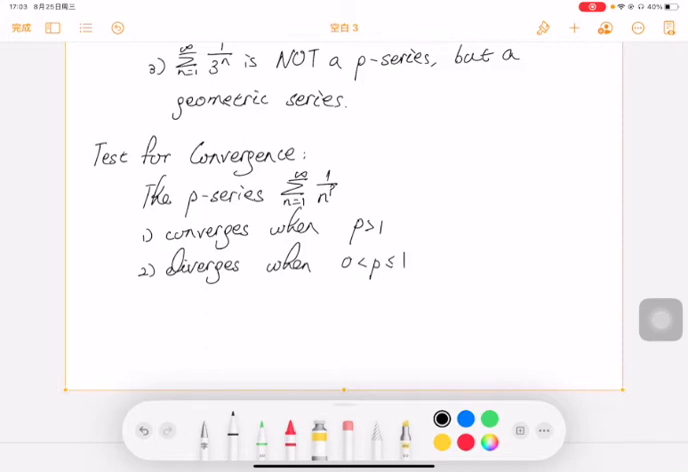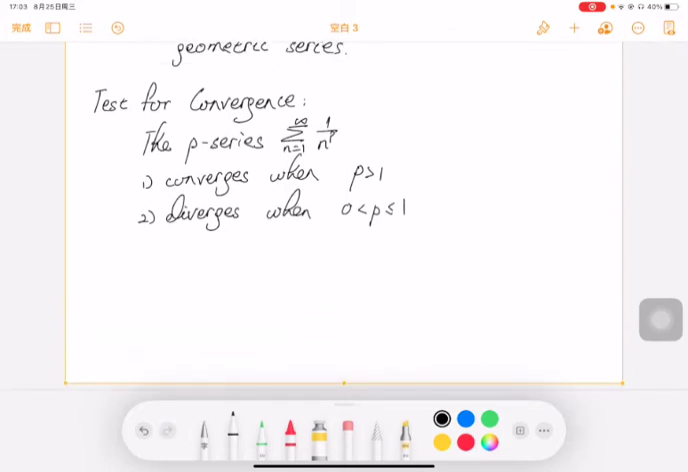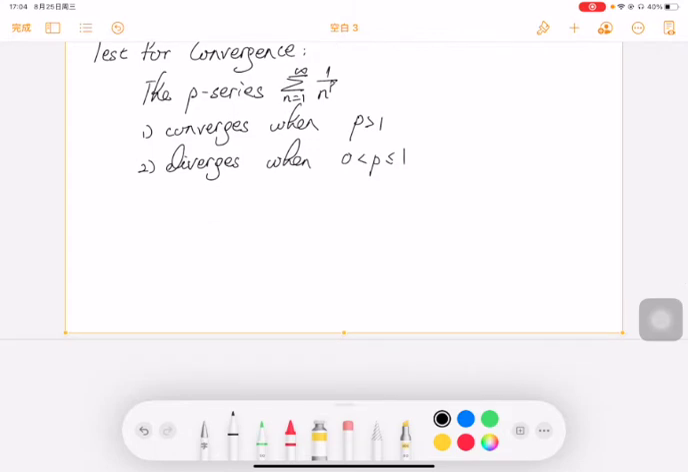Remember that when p equals 1, we get the harmonic series, which is the sum of 1 over n, and that's actually a series we talked about in the last lecture, and we proved that it's not a convergent series, right? So here we generalize that statement, and we get the general result for the P-series: the P-series converges if and only if p is larger than 1. Let's see a couple examples.